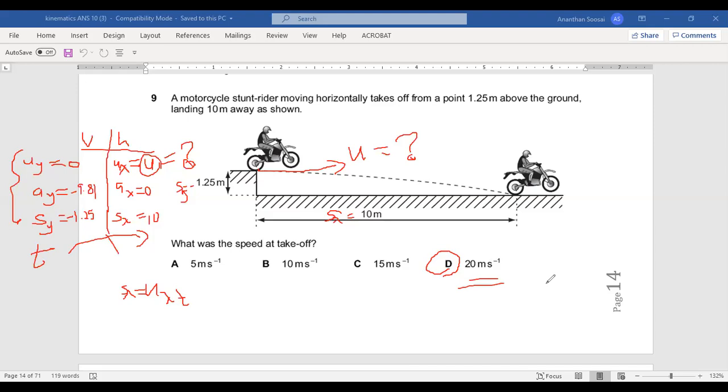So this is the question. As I said many times, how you gather your information is important: positive, negative, and so on. Any question from this question? Hope everyone got D. We're looking for U. If you don't have questions, I'll go for more questions.